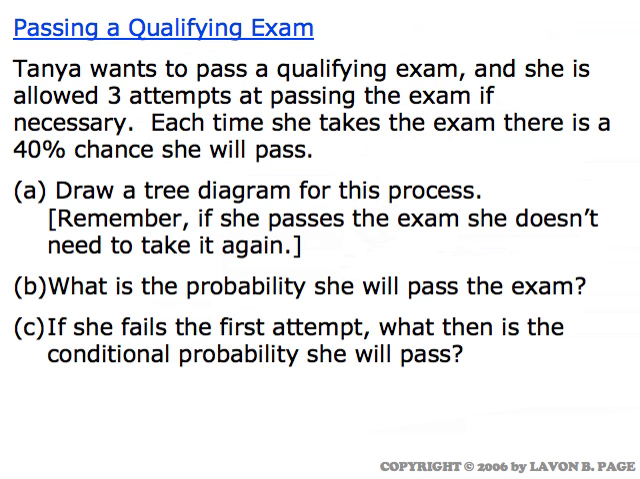Now we move to Tanya, who wants to pass a qualifying exam. She's allowed 3 attempts maximum, and each time she takes the exam, there's a 40% chance she will pass. We're going to draw a tree and answer some questions about the long-term probability of her passing.